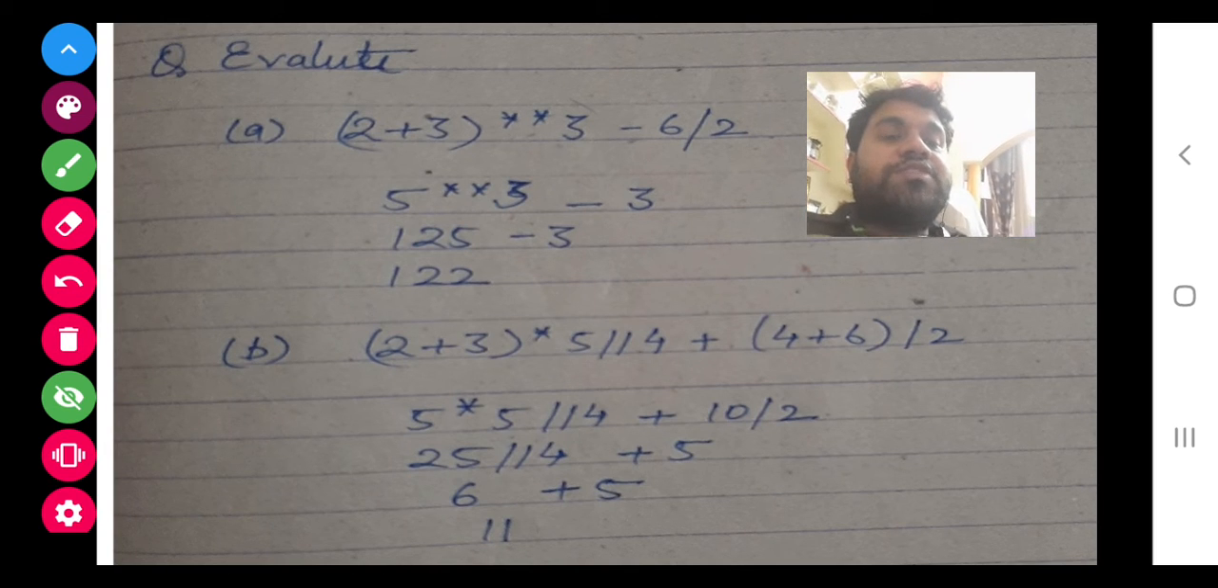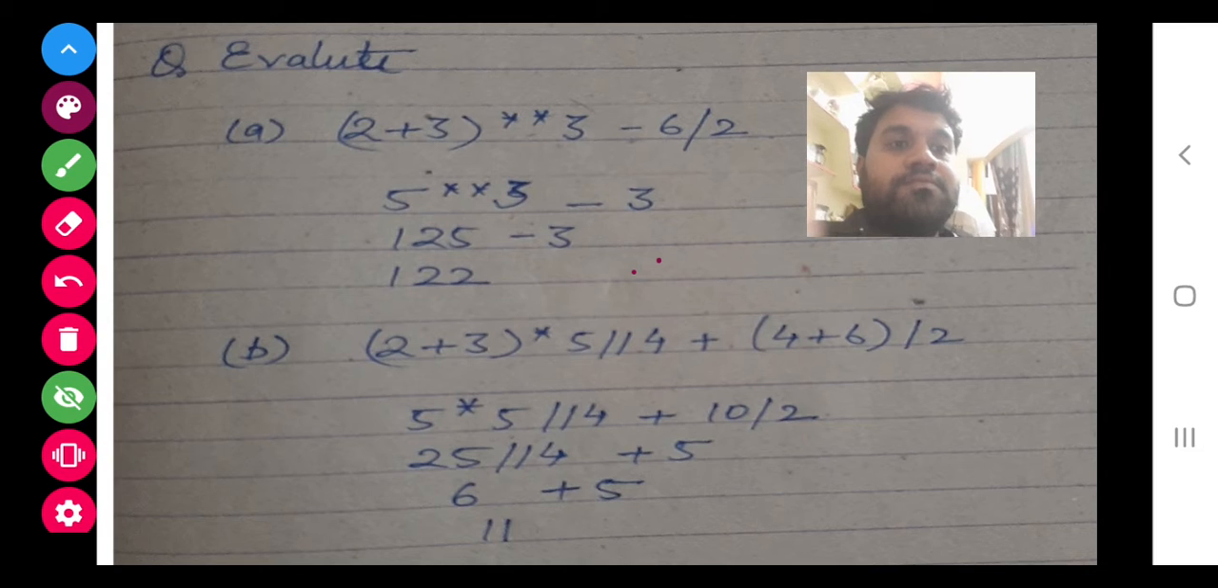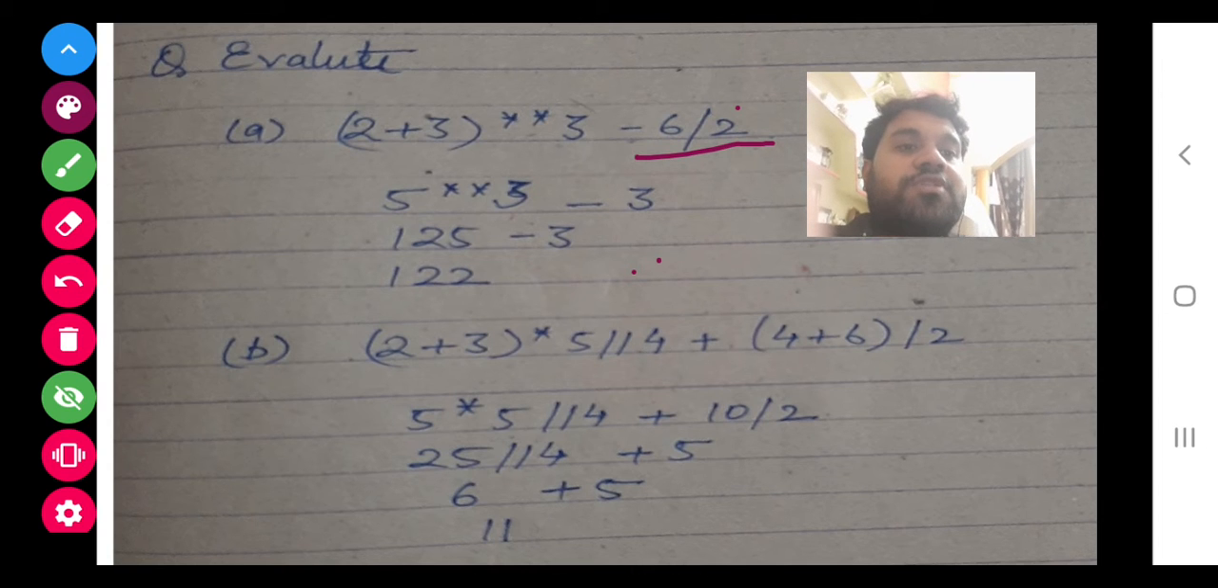So class, first of all the bracket, and in this part 6 divided by 2 will be there. So we are solving it directly, but we can also do it step by step. After bracket, divide has a preference, then power has a preference, then addition, subtraction, multiplication. So we can also do it step by step, but here we can see there is no problem with solving this.